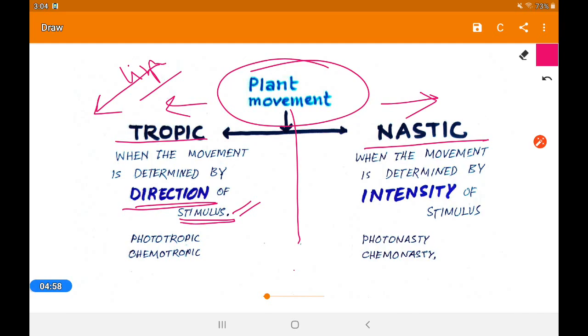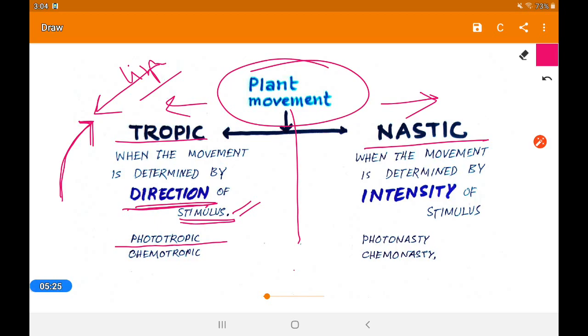Very easy example that we have just seen: light. When light comes, the plant goes towards the light, so the direction is important here. It is directed towards the stimulus, towards the light. So the plant is going towards the light. It is a tropic movement, and we can say that it is phototropic. Photo means light.